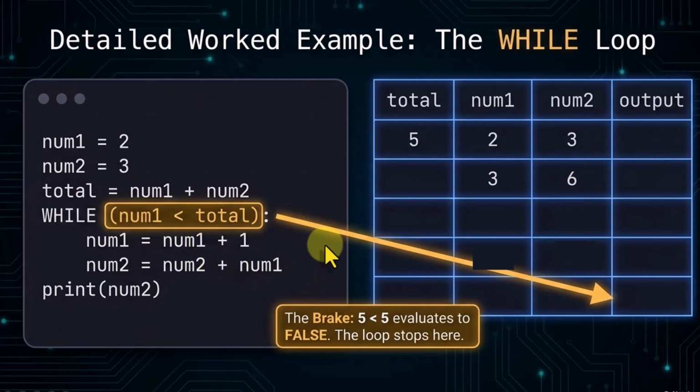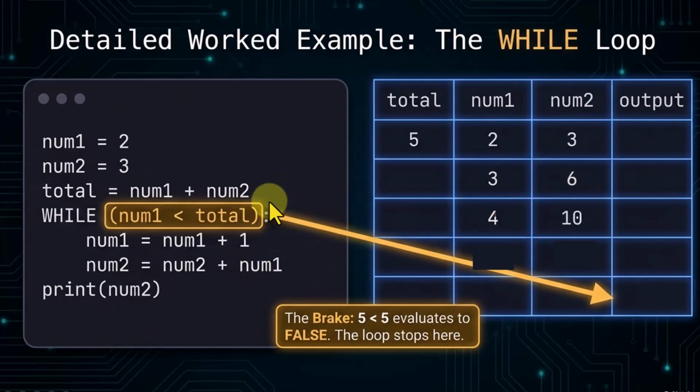Then we check the condition again. Is num1 smaller than total? Yes, so that is true. Again we enter, num1 plus 1, that will be 4. Then num2 is equal to num2 plus num1, so that is 4 plus 6, that will be 10.